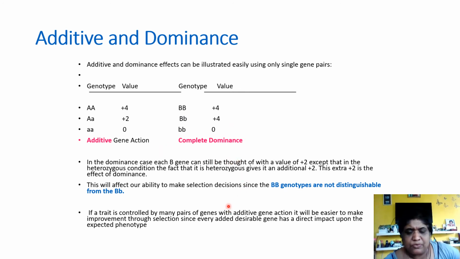So it is very difficult when a gene shows complete dominance. You can't distinguish a homozygote big B from the heterozygote. All right. So when you do quantitative genetics, it's very important to find out the genes that are controlled by additive gene actions, because you can do improvement or selection on the expected phenotype.